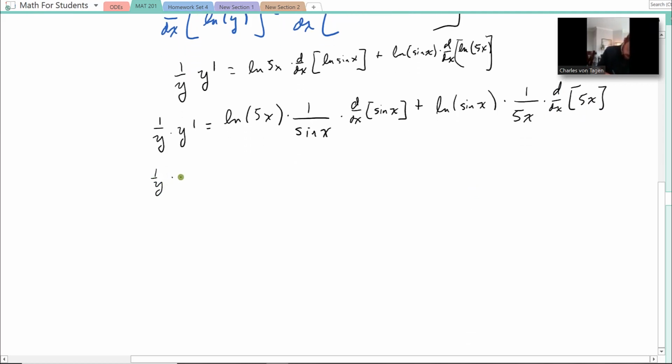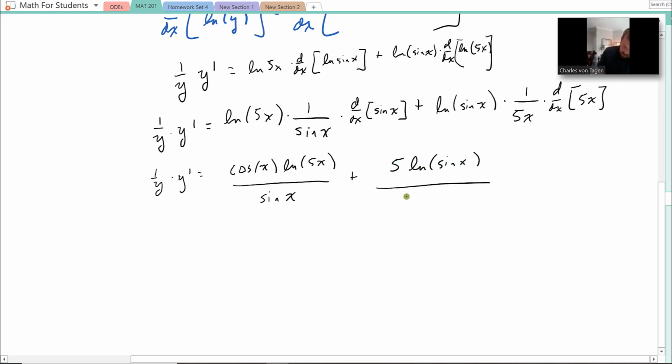So we've got 1 over y times y prime is equal to, notice that this is going to simplify to cosine of x. So we get the cosine of x times the natural log of 5x all over the sine of x. And over here, we're going to have plus 5 times the natural log of the sine of x all over 5x, where this factor of 5 right here came from this derivative right here.